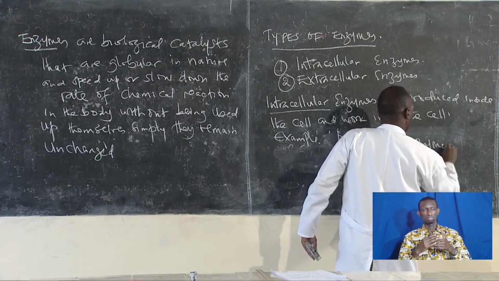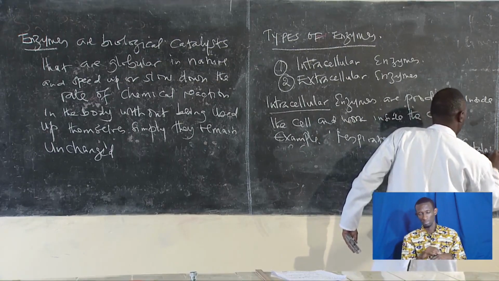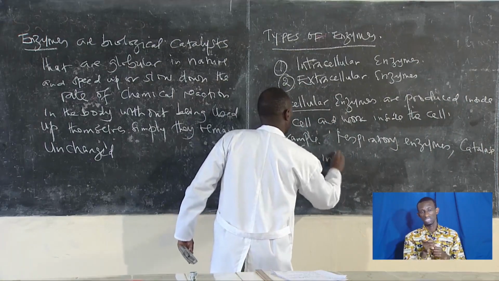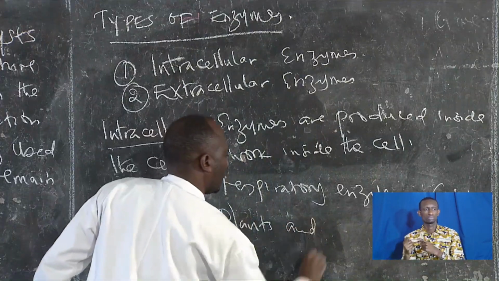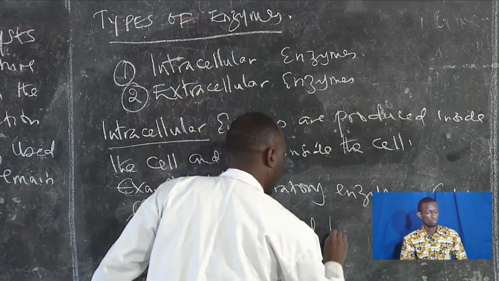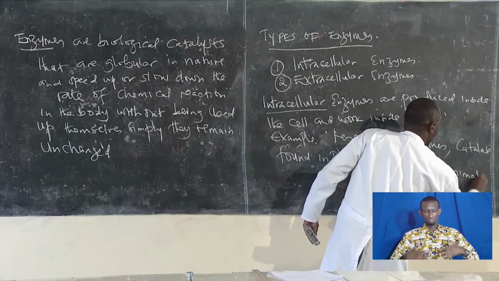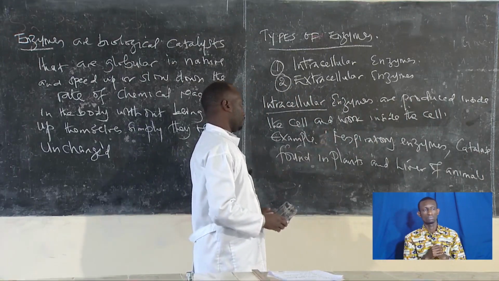We also have another one. We have what you call the catalase, which is commonly found in plants, and in the liver of animals. So these enzymes are produced inside, but they have to work outside.